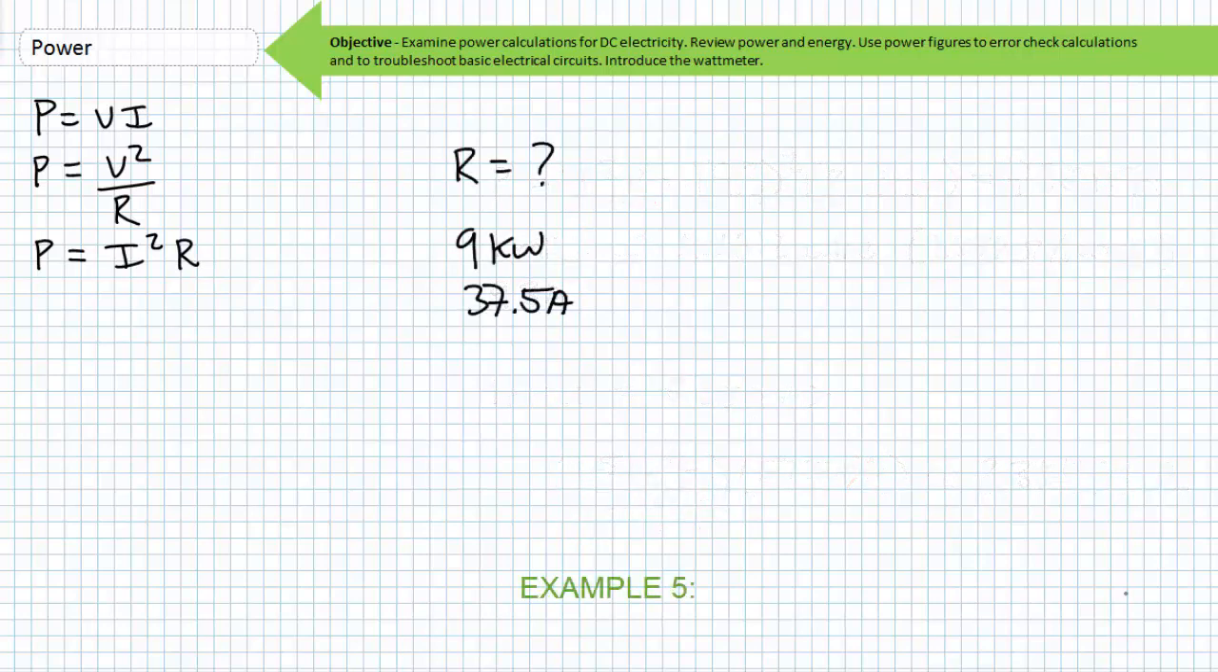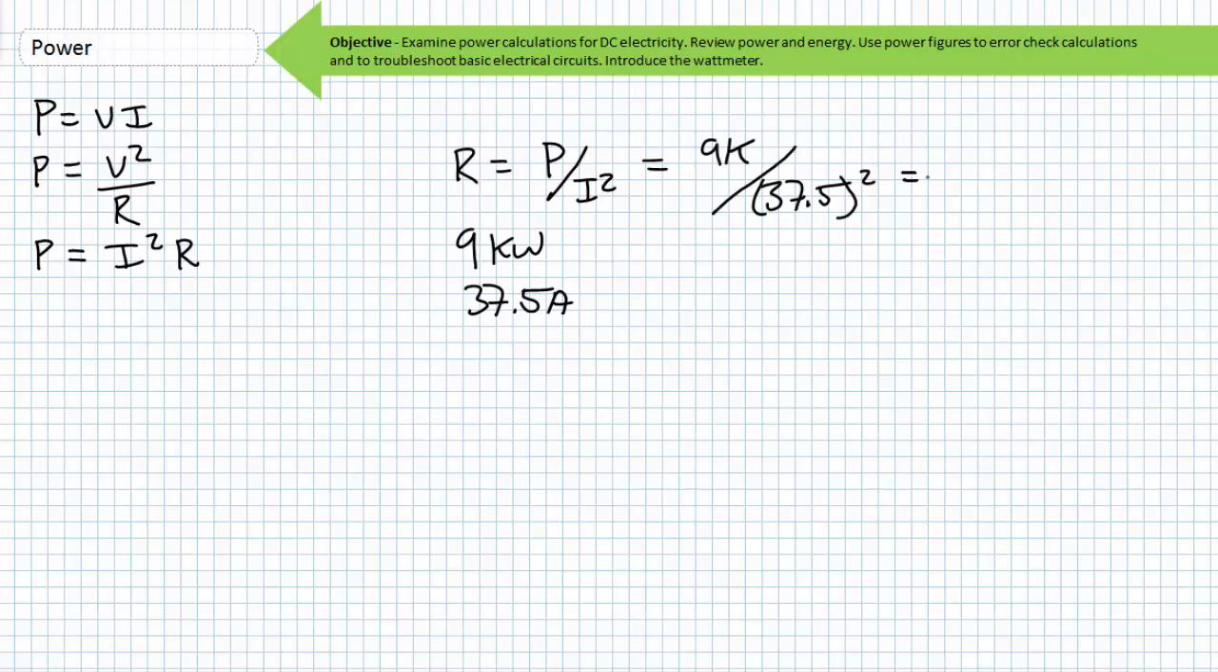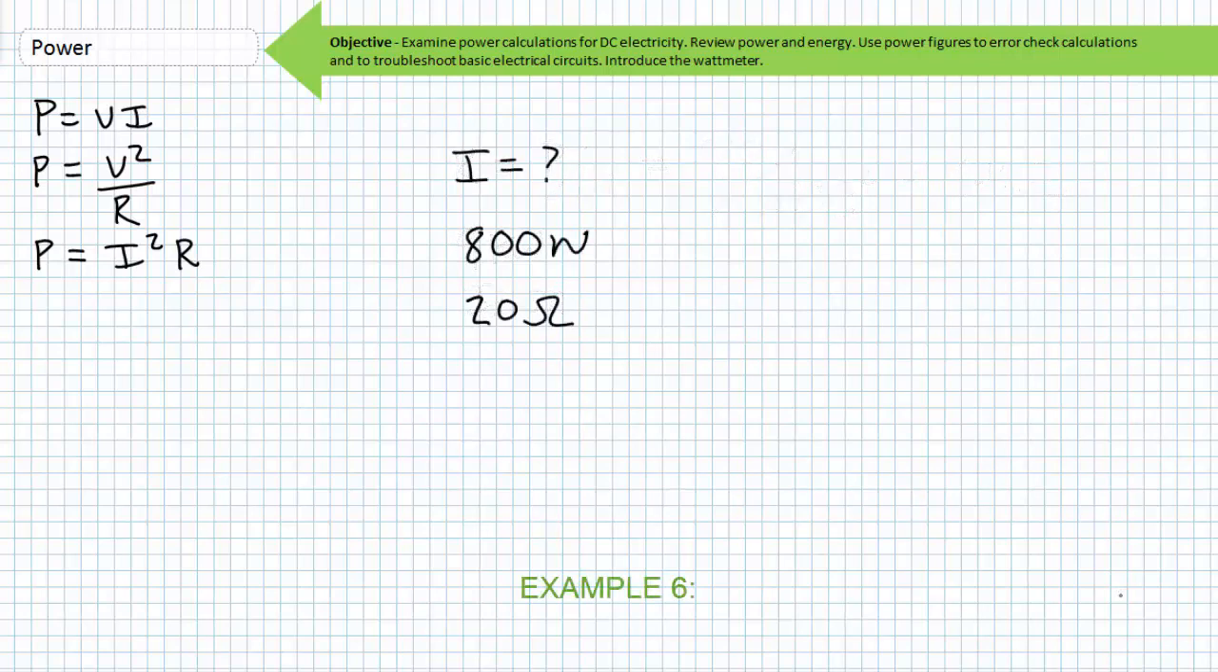Example problem 5. What is the resistance of a 9 kilowatt boiler that draws 37.5 amps of current? Via algebraic manipulation, we realize that resistance is equal to power divided by current squared. 9 kilowatts divided by 37.5 amps squared yields a resistance of 6.4 ohms. Example problem 6. What is the expected current draw for an 800 watt toaster with 20 ohms of resistance?